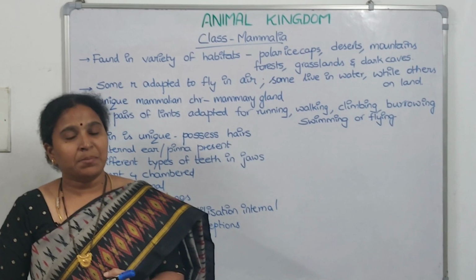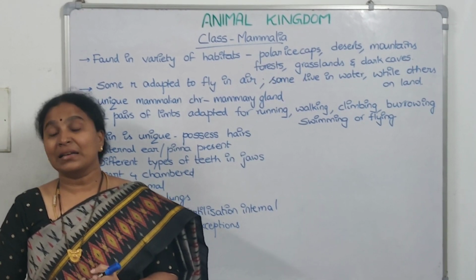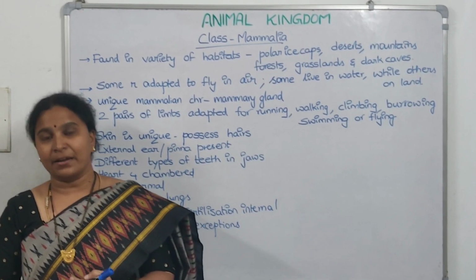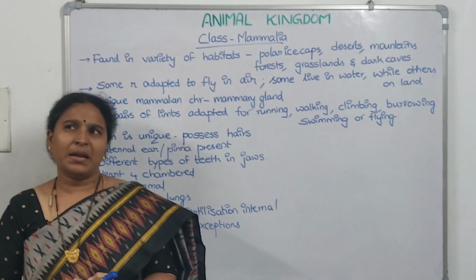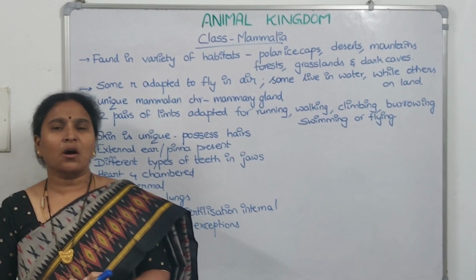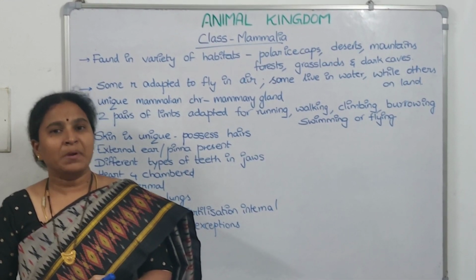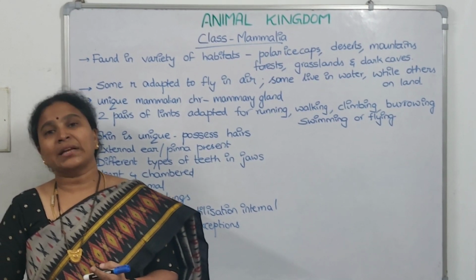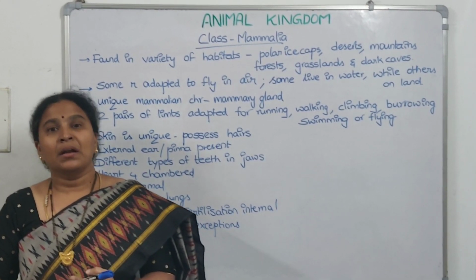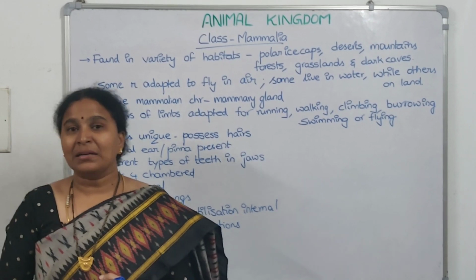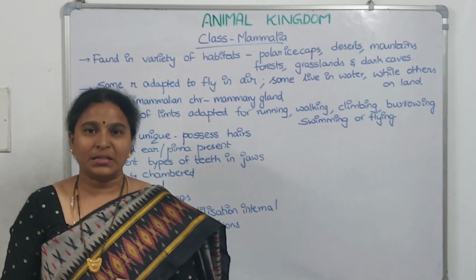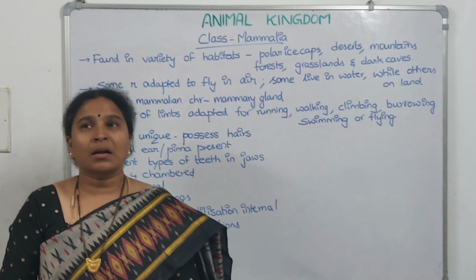So the next one is VERTEBRATA. VERTEBRATA is divided into AGNATHA and GNATHOSTOMATA. Under AGNATHA we have cyclostomes. For cyclostomes we made the code like cyclone. When it comes, it mixes all huge particles. Cyclone means cyclostomata. Cyclone mixes means Myxine. Large means Lamprey. Particles means Petromyzon. These are the examples.